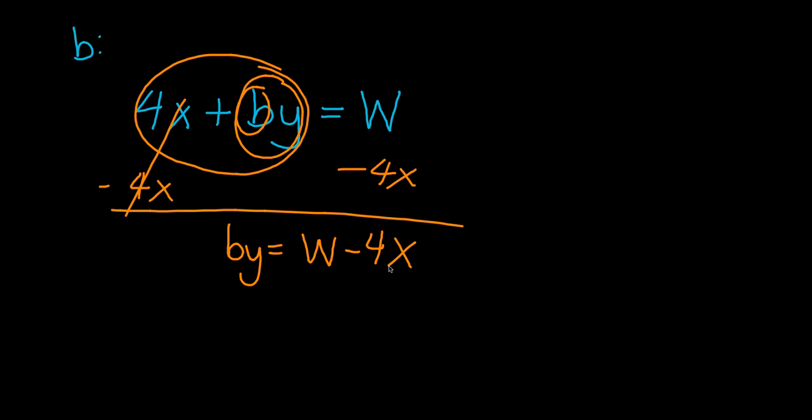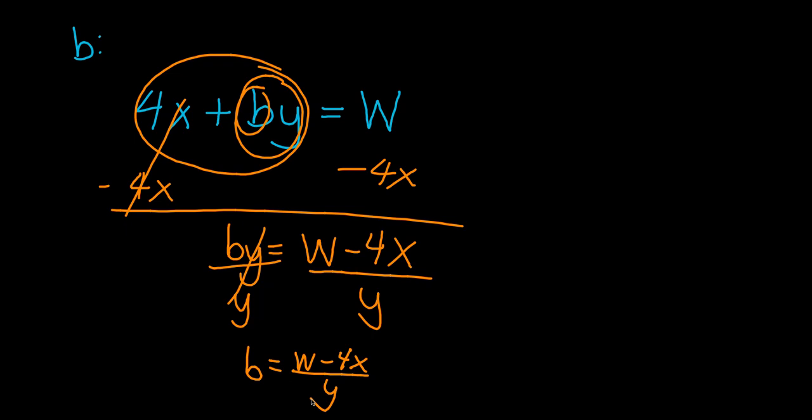And then, in order to get b by itself, and this is actually a place where some people make a mistake. If I want b by itself, I don't want to divide by b. If I divide by b, b is going to move over here somewhere, and I don't want b over there. I really, really want b to be by itself. And the way we're going to do that is we're going to divide here by y. Now y is going to cancel with y, and we're going to get b equals w minus 4x over y.